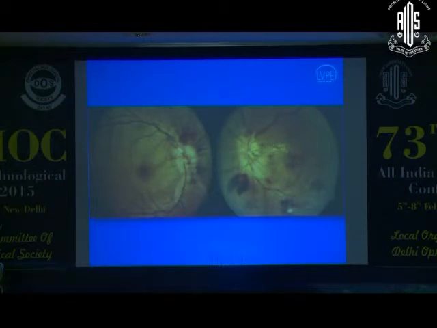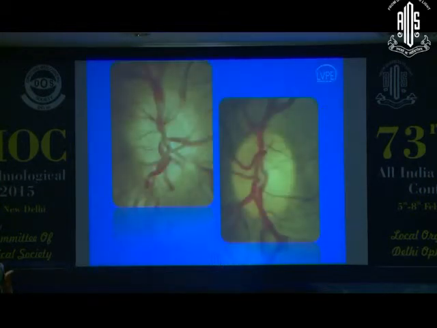Because in raised intracranial tension, the processes are coming from behind because of raised intracranial pressure. The signs are usually restricted within 1 disc diameter. If it is not, then think of something else, which Dr. Satyakarna will elaborate. Now let us look at some early disc edemas.